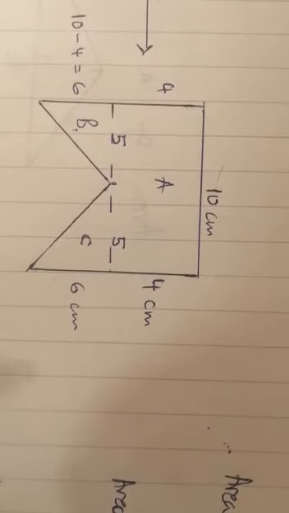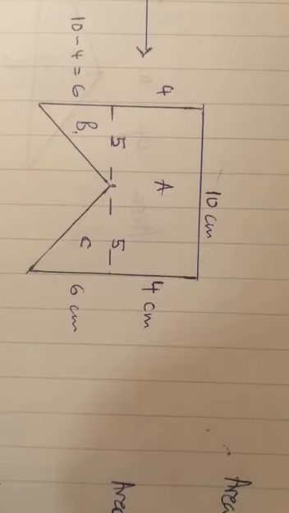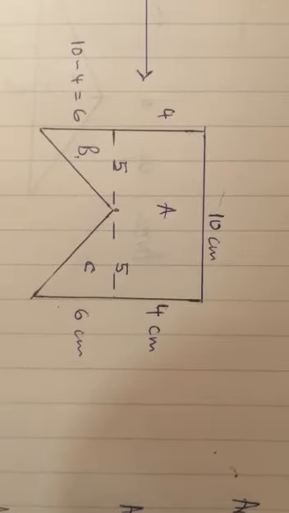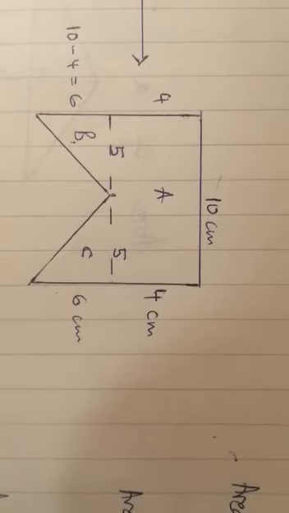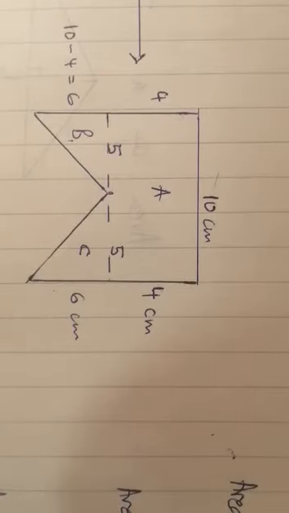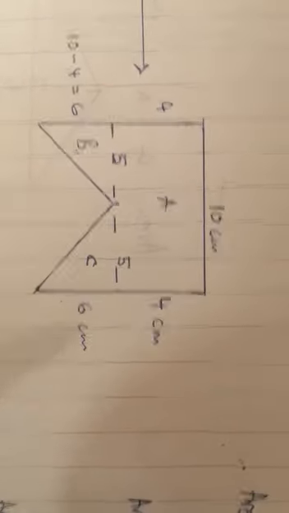Now we have found the length and the width of the rectangle. We have also found the height and the base of the triangles. Now we can use the formulas that we learned to find the areas of these shapes. After we find the individual areas, we are going to add them, and then we'll find the total area of this shape.